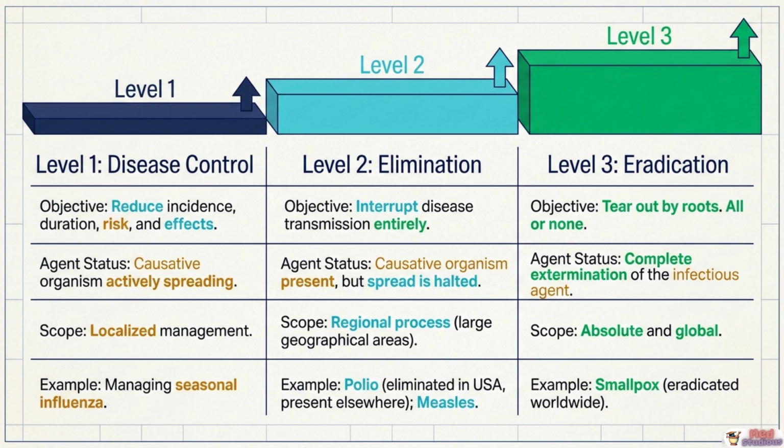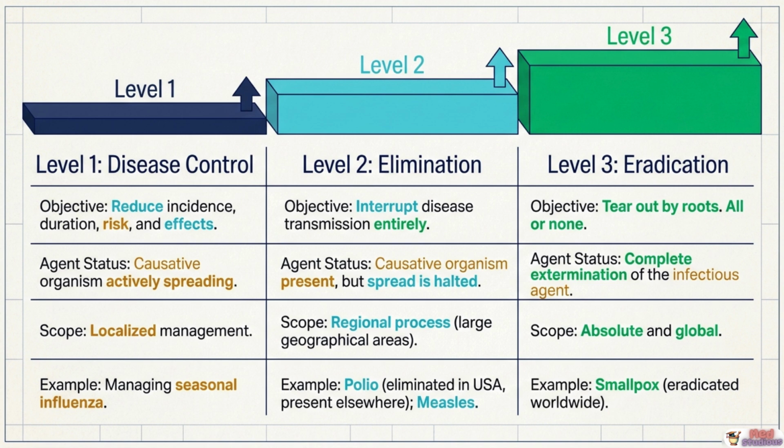Critically, control does not mean the causative organism has been stopped. It is still actively spreading. Control is localized and ongoing management, not elimination. The classic example is seasonal influenza. Every year, public health systems deploy influenza vaccination campaigns, antiviral treatment protocols, and surveillance systems to reduce the burden of flu, but the influenza virus continues to circulate globally.